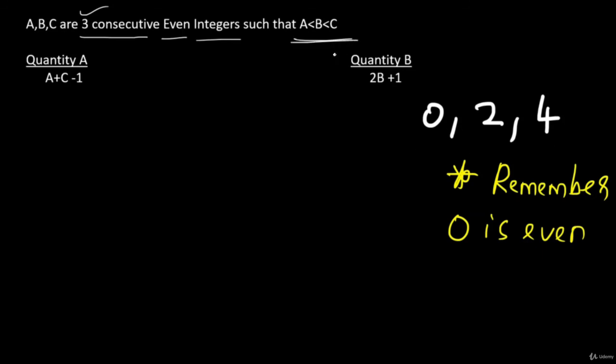Now as per this criteria over here, A will be 0, B will be 2 and C will be 4. Now A plus C minus 1 will be 0 plus 4 minus 1, which is 3, and 2B plus 1 is 2 into 2 plus 1, which is 5. So I am getting quantity B as the greater quantity.